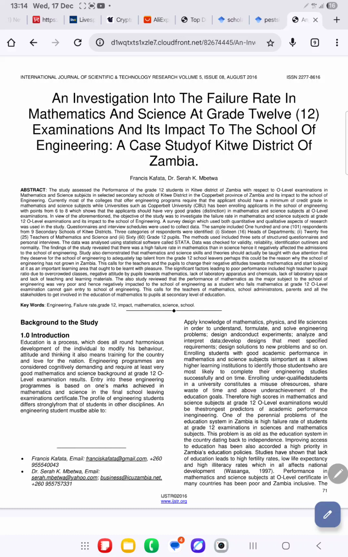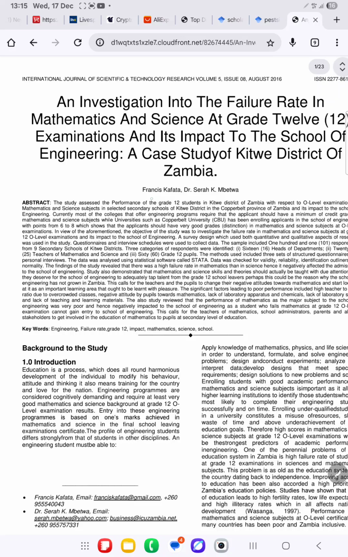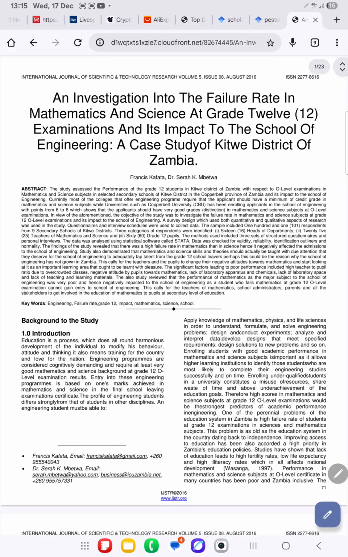So for instance, if you are to read this abstract for this person, and by the way, have you seen that after the topic there is this person that they have mentioned there on top, meaning that this report was for who? It was for Francis Kafata, Dr. Sarah, and Dr. Sarah Mbetwa. So meaning that the whole report here is just for the two people.